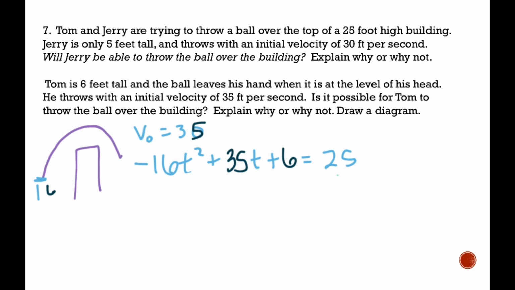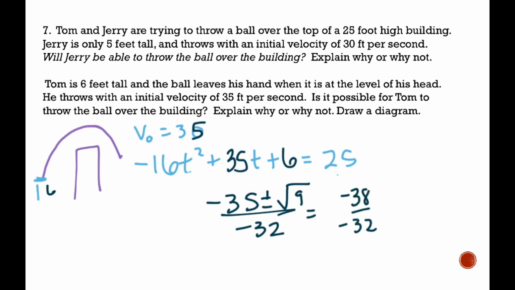I'll put it into the quadratic formula, and this is what I end up with. And that's going to equal negative 38 over negative 32, which I would simplify, and negative 32 over negative 32. Both of those are real numbers, so Tom's ball is going to reach 25 feet at 19/16 seconds. That would be over here, I guess, a little bit past 1 second, and then at 1 second. And then in between that, it's going to be above 25 feet. And so that's going to be yes, he will be able to reach that height.